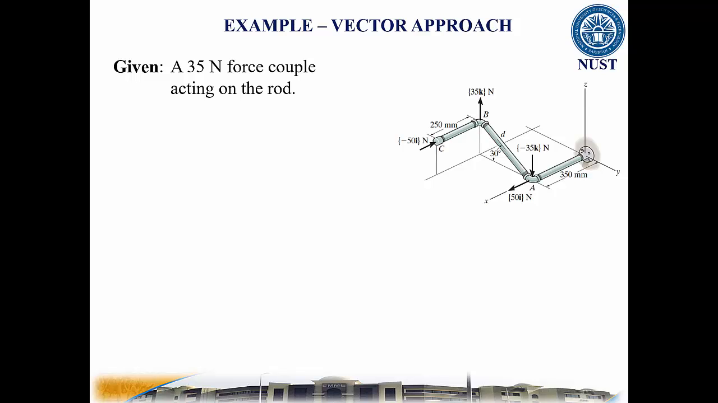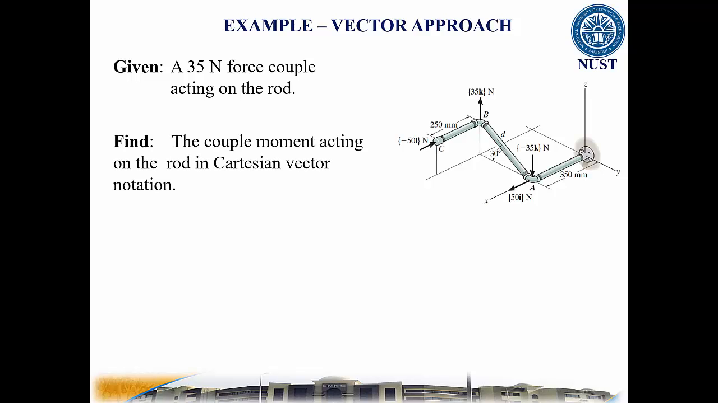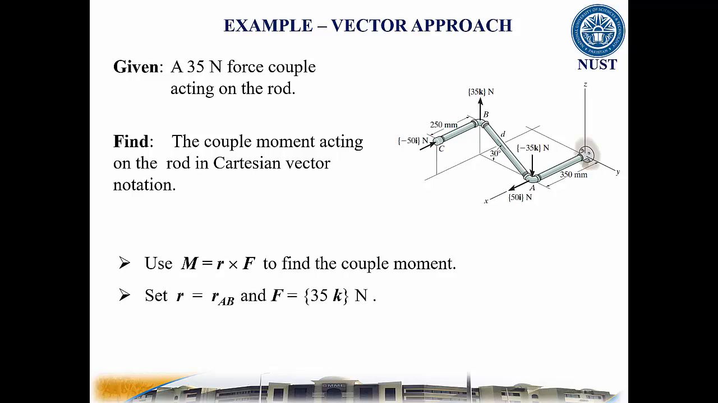In the second example, we will use a vector approach. A 35 newton force couple acts on the rod. We need to find the couple moment acting on the rod in Cartesian vector notation. So our plan is to use this vector equation to find the couple moment. We will set r as rAB and force F equal to 35 N. Finally, we will calculate the cross product to find M.